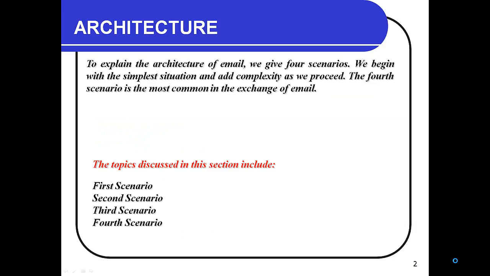First, we're going to talk about architecture. To explain the architecture of email, we give 4 scenarios. We begin with the simplest situation and add complexity as we proceed. The 4th scenario is the most common in the exchange of email. The topics discussed in this section include 1st scenario, 2nd scenario, 3rd scenario, and 4th scenario.